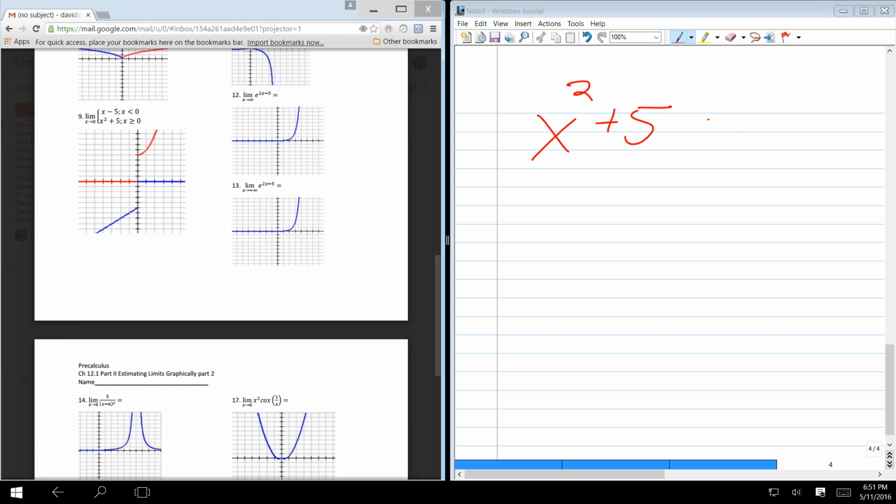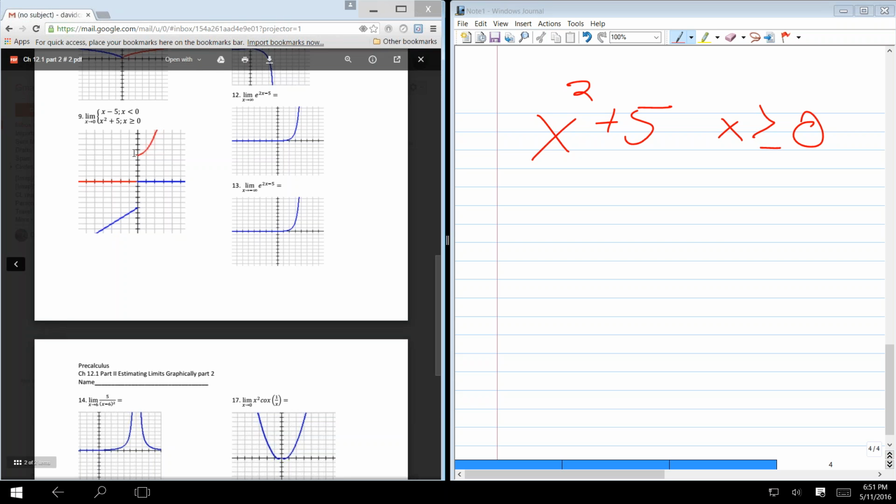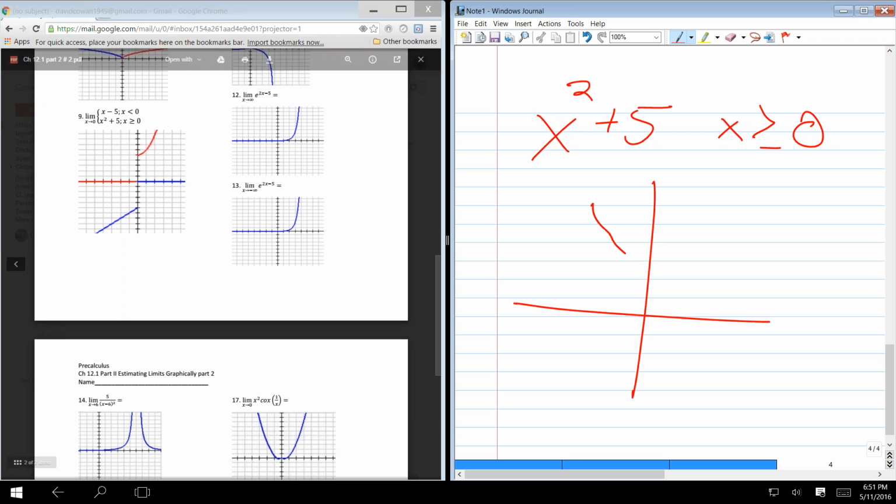That's what it's equal to whenever x is greater than or equal to 0. Well, x squared plus 5 is that part of the parabola. In other words, if I wanted to graph that parabola, it would look like this. Notice that red line is just the right part of it.